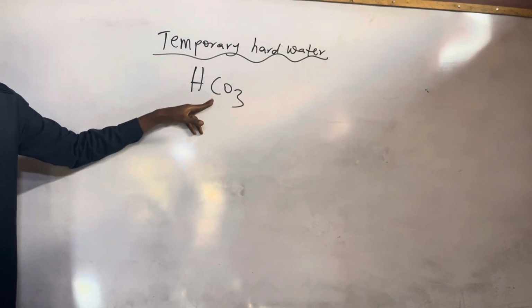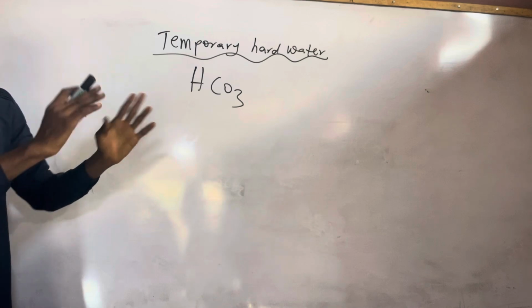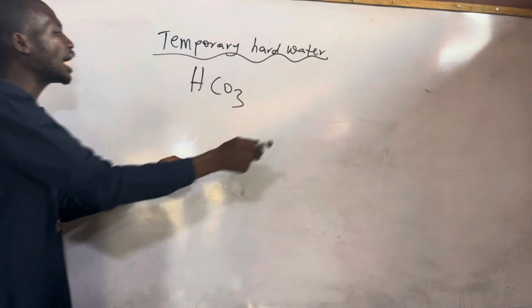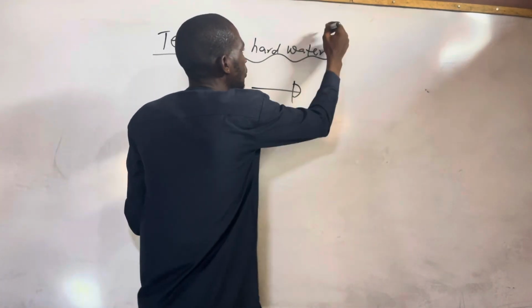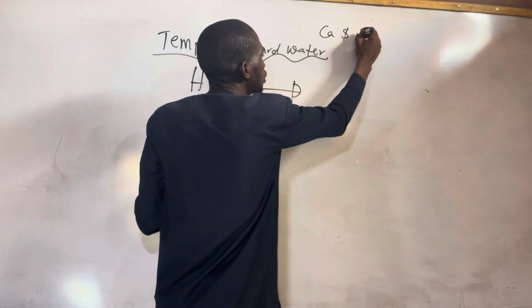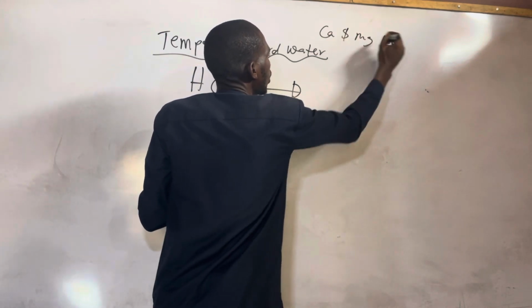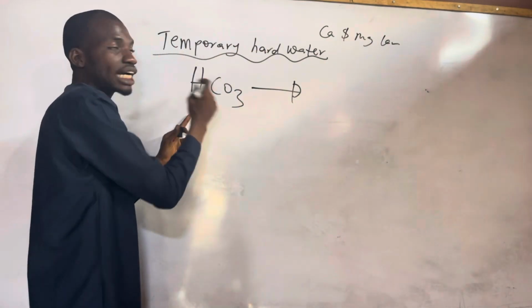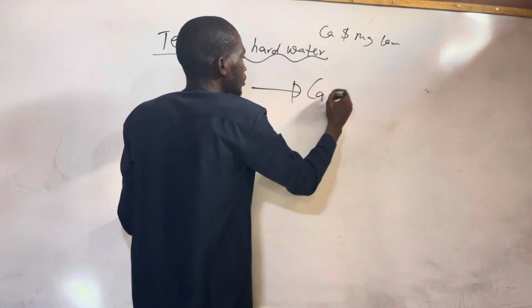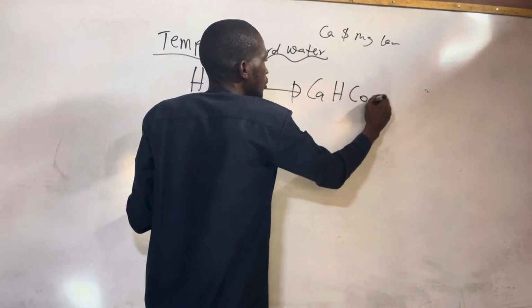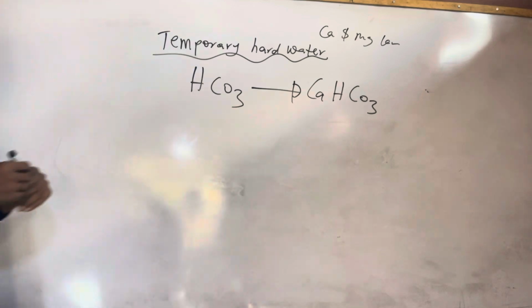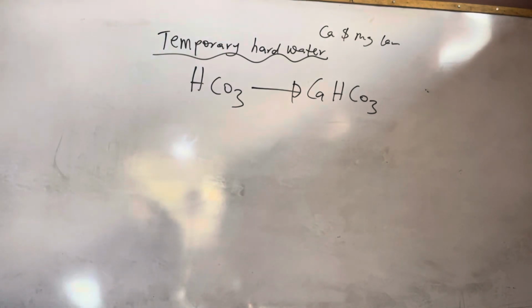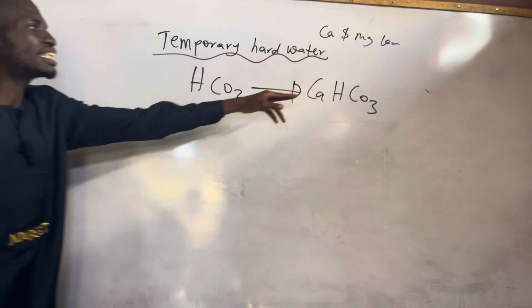We usually use the trioxocarbonate acid salt for temporary hardness. Remember that we said hardness is caused by calcium and magnesium ions. We don't have magnesium trioxocarbonate; we have only calcium. That's why we use calcium trioxocarbonate, do you understand, as the temporal hard water.